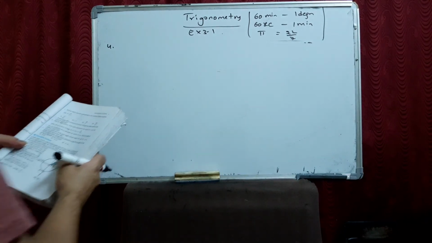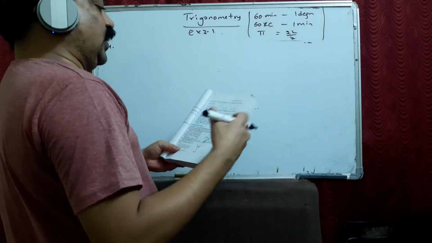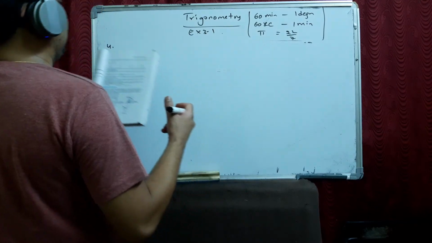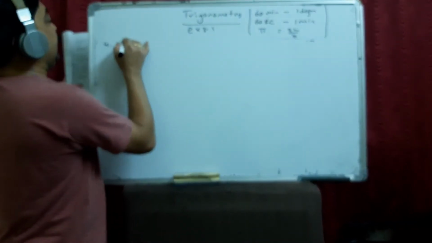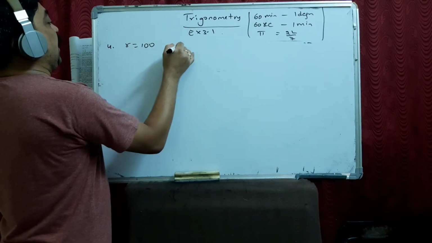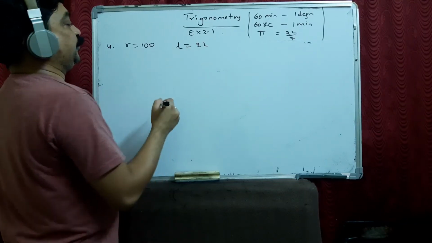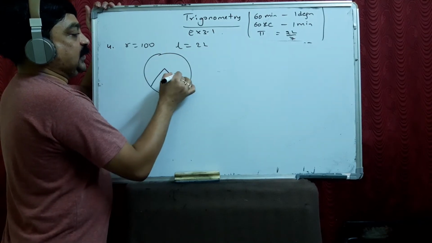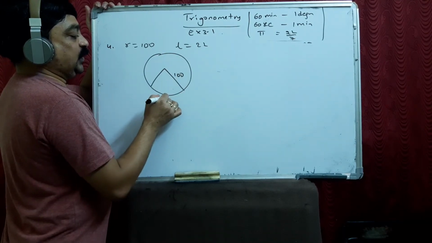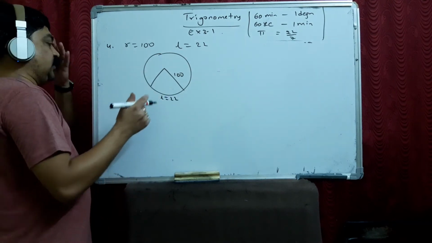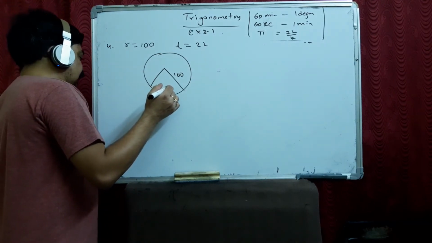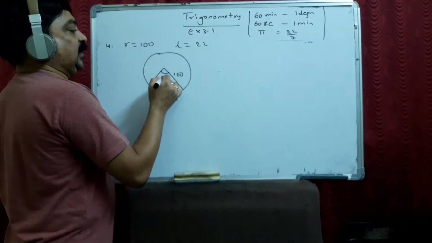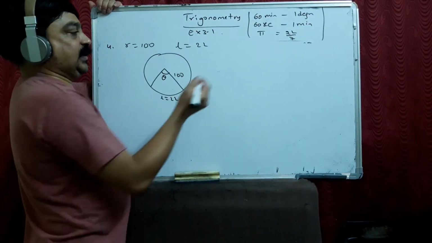See the fourth problem. Find the degree measure. You are asked to convert it in terms of degree. The angle subtended at the center of a circle of radius r equal to 100 by an arc of length 22. See, circle: this is 100 and this is 22, and we are asked to find the angle in terms of degree. Okay, let us see.